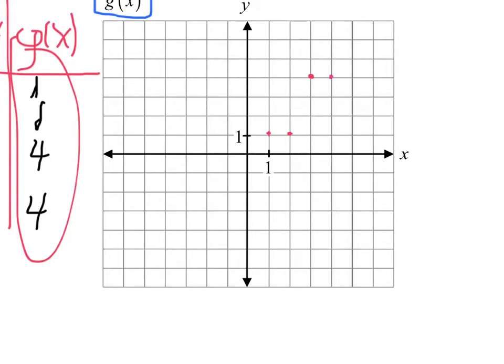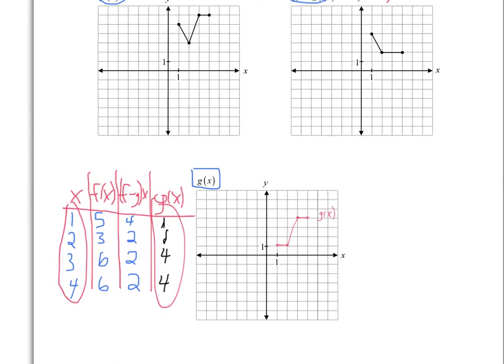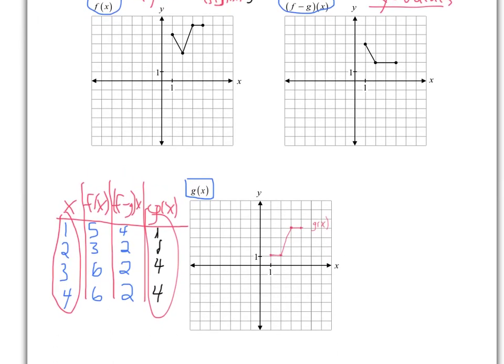So we should connect these points. And so we will connect those dots here. We go straight across, and then we're going straight up, and then straight over. And then this resulting graph is g of x. So that is it. I believe we have correctly graphed that.